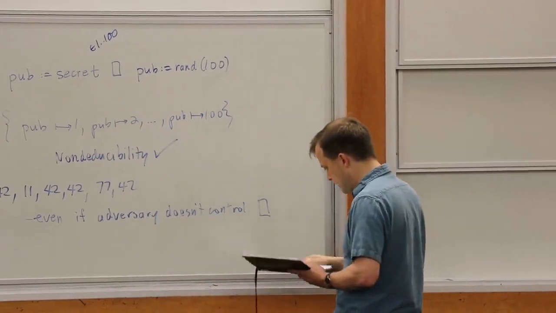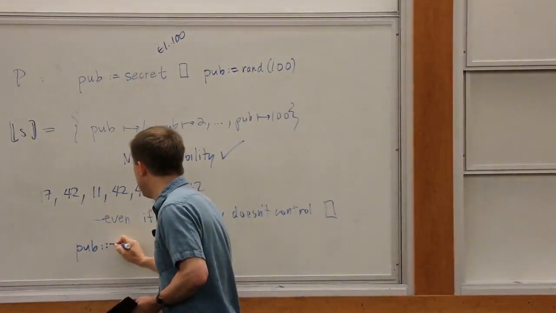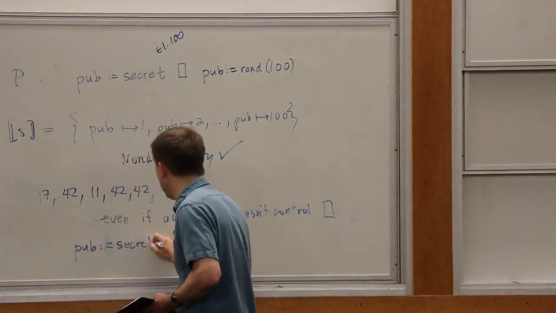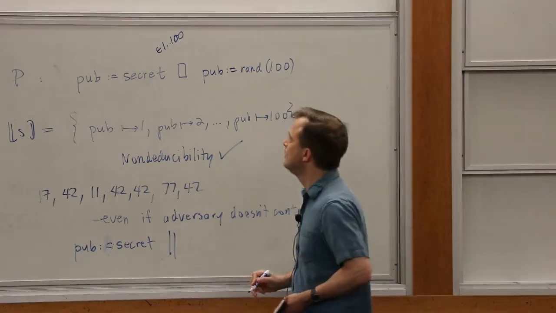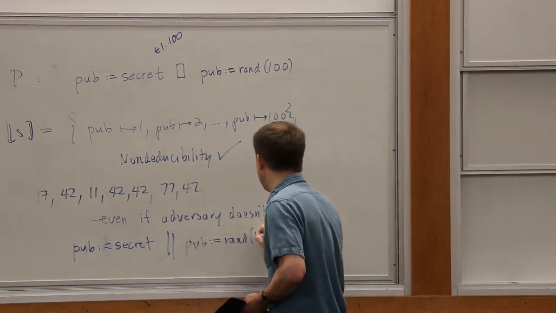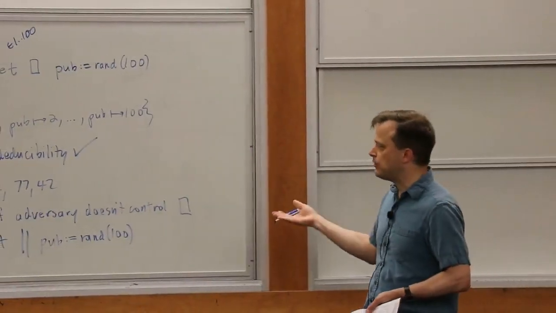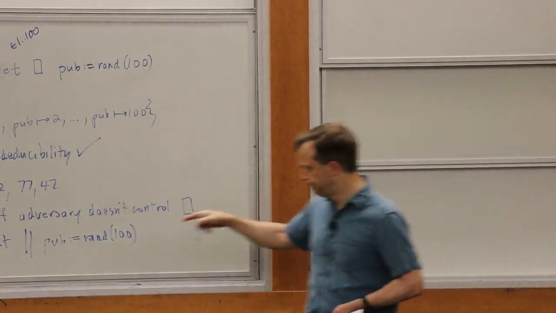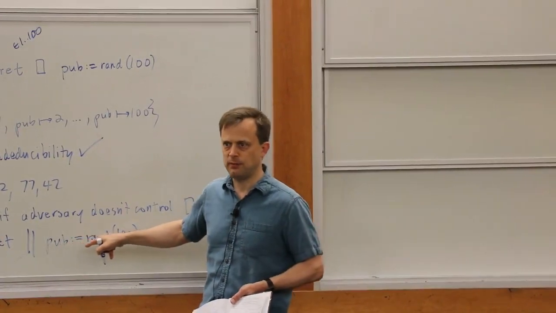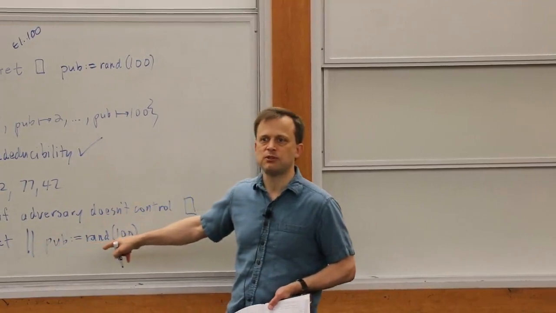So, for example, if you think about this program, we'll say pub is set to secret, and then in parallel, we'll set pub to rand 100. So now the nondeterminism lies in how these different executions are interleaved with each other, the assignments to pub. And the adversary may well be able to influence which one of these things happens to run first.